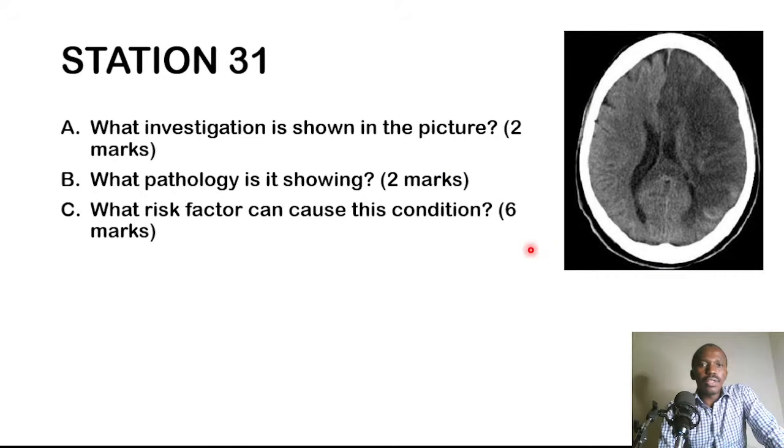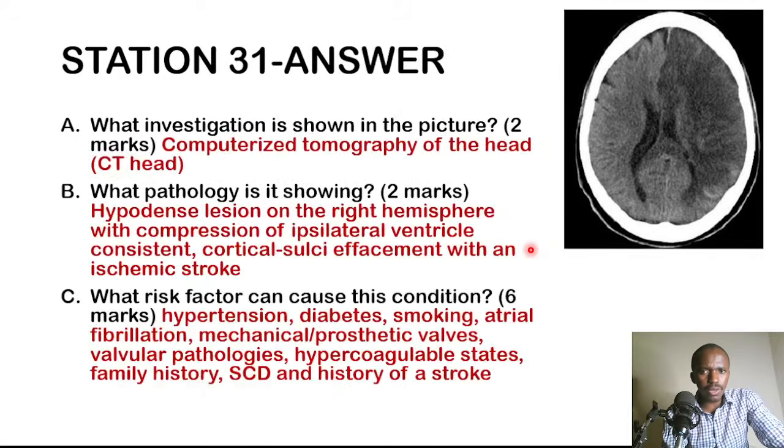Now, station 31. What investigation is shown in the picture? What pathology is it showing? What risk factor causes this condition? So this here is obviously a computerized tomographic scan. For those that don't know what CT scan actually stands for, it stands for computerized tomographic scan. Now, this is a CT of the head.